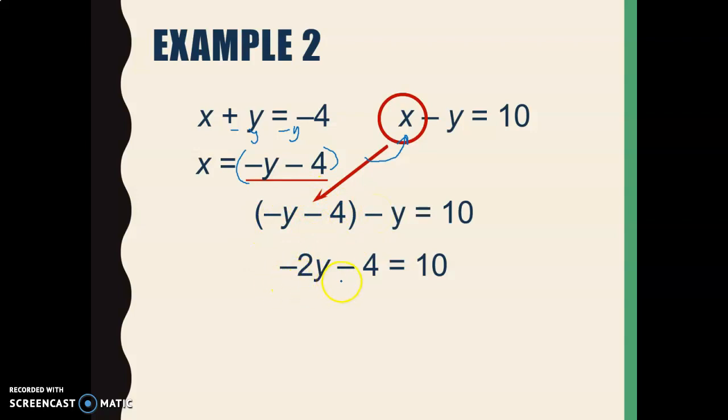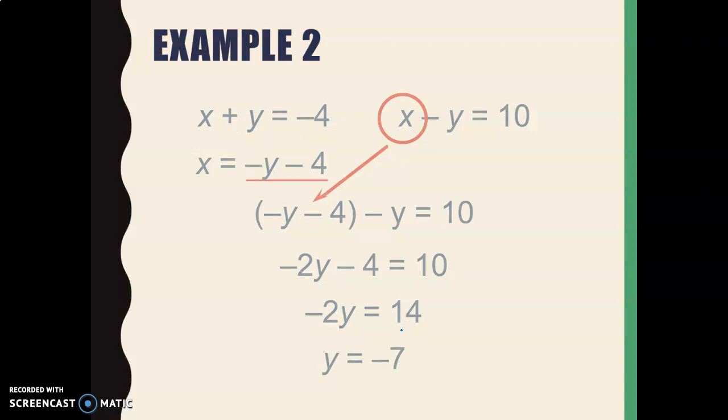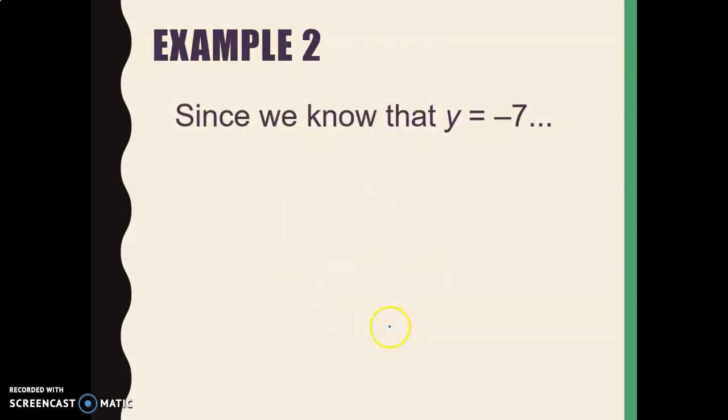We need to get the 2y by itself, so we add 4 to both sides, and we get negative 2y equals 14. We then need to get the y by itself, so we divide by negative 2, and again we do that to both sides, so we get y equals negative 7. Now, if y equals negative 7, we can substitute negative 7 everywhere we see a y, and then solve for x. So here is our original equation that we solved for.